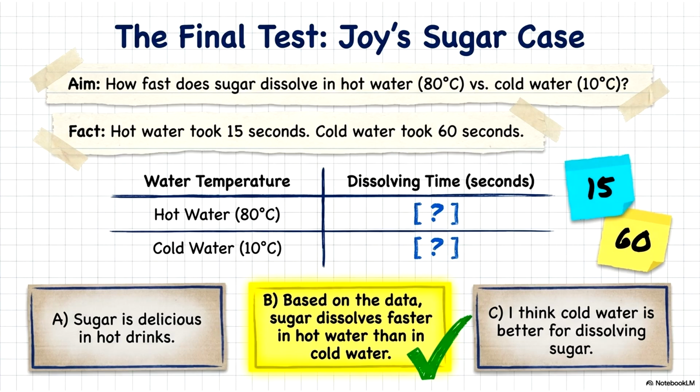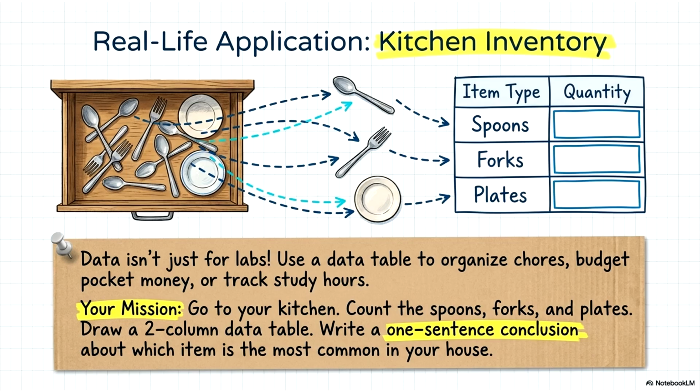Scientists use data in experiments, but we can also use data in everyday life. Data is not only used in science laboratories. We can use tables and data at home too. For example, we can count how many spoons, forks, and plates we have in the kitchen. Then we can organize the information in a table. After looking at the numbers, we can write a simple conclusion, such as the kitchen has more forks than spoons. Using data helps us organize and make better decisions in daily life.